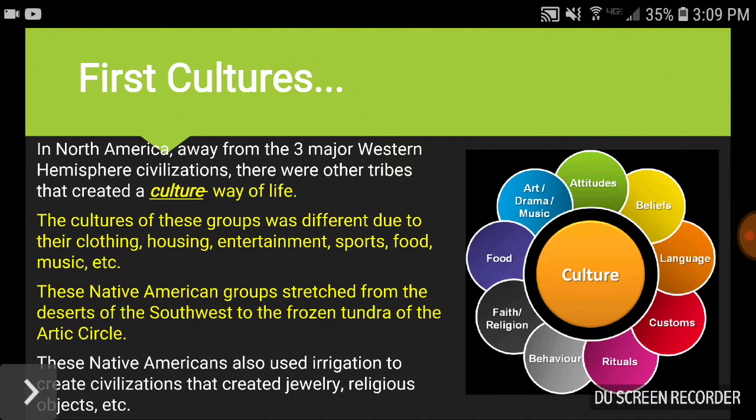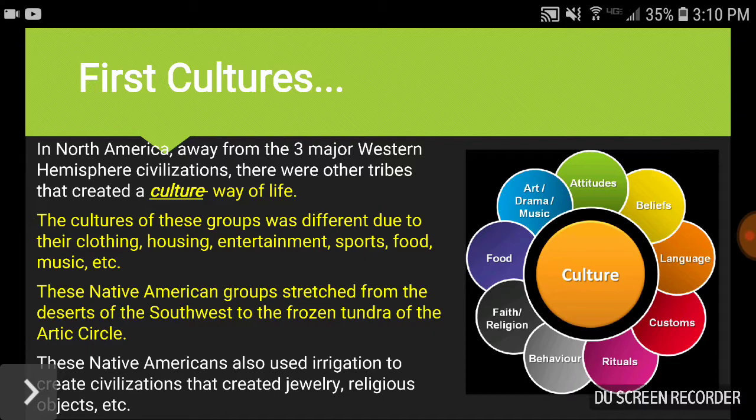That's going to impact a person's way of life or how they live their life. And so when we talk about culture groups, these culture groups of Native Americans are going to be different because they're going to live in different locations. They're going to have different beliefs about the drama or the music that they're listening to. They're going to have different beliefs on the customs. Their own personal religious beliefs are going to be different. So these cultures are going to be different.